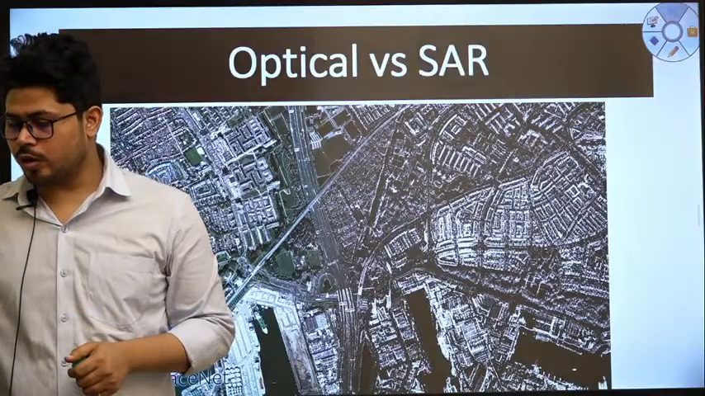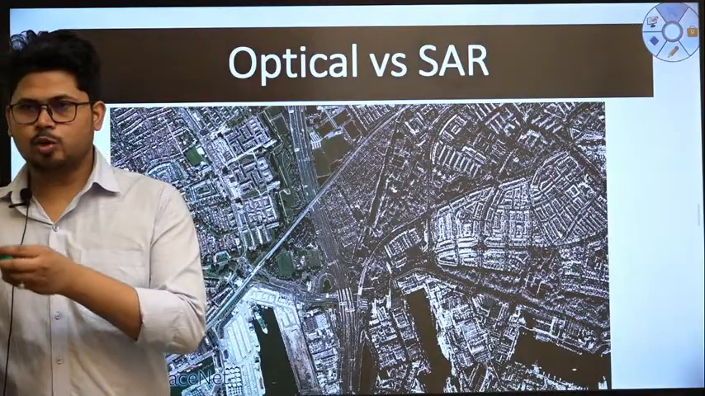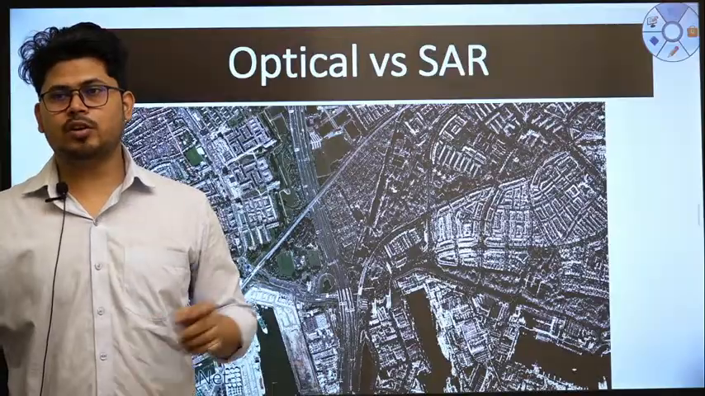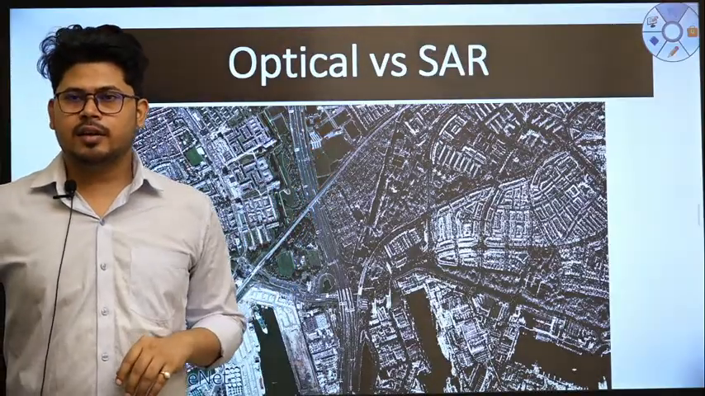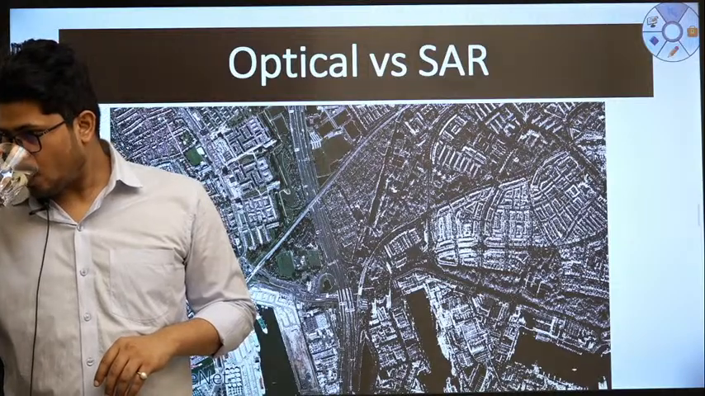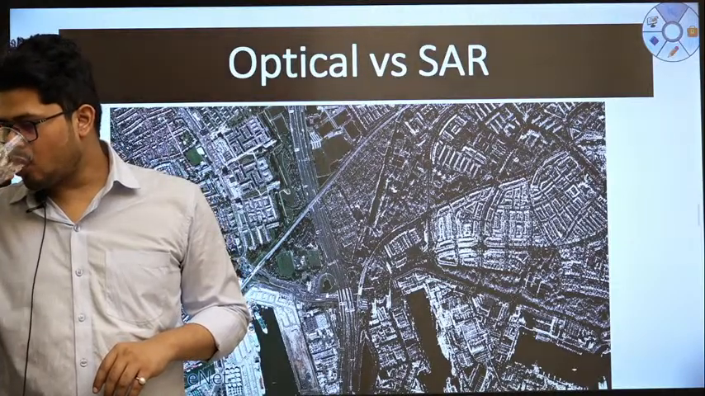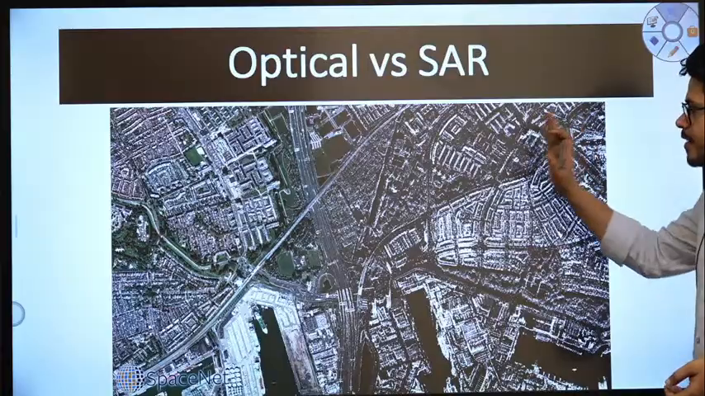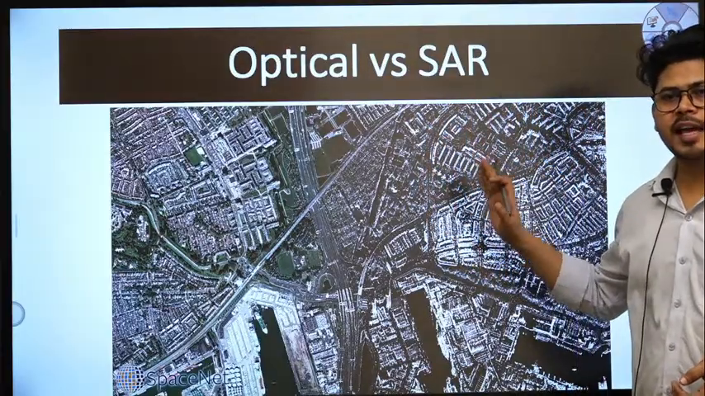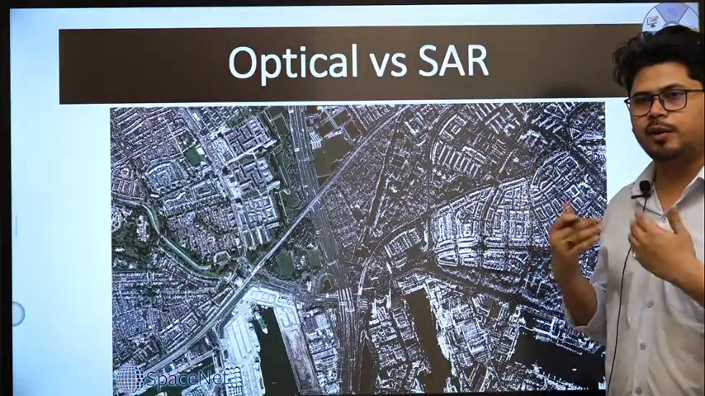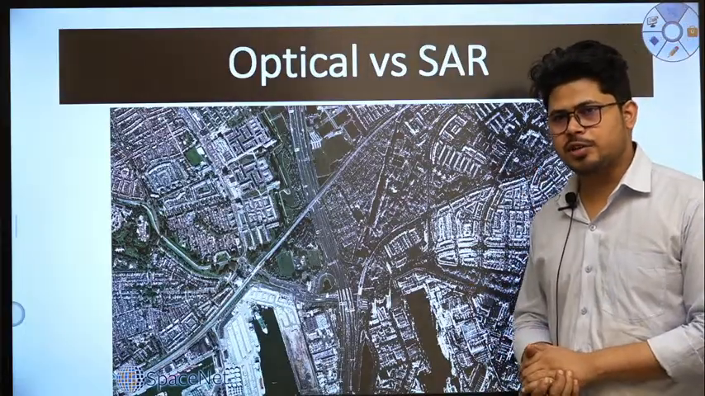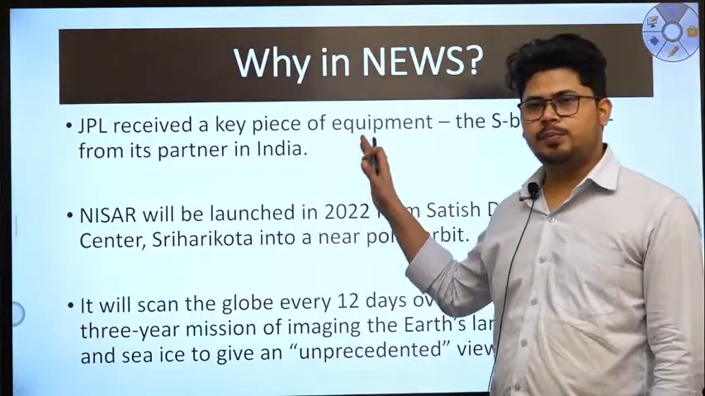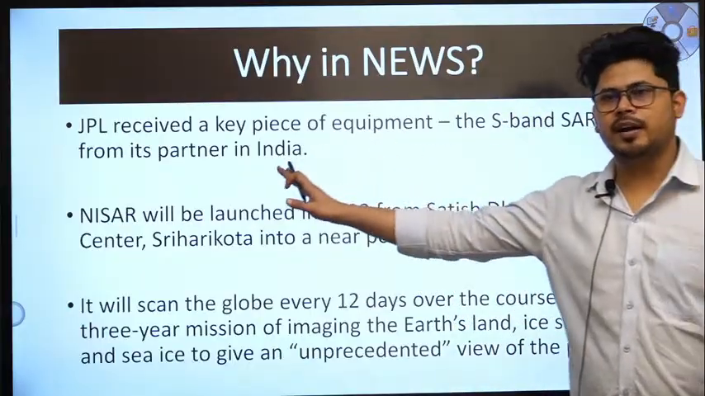we are reading this because इंडिया का जो इसमें काम था, दो टाइप का काम है इंडिया का इस पूरे मिशन में. द फर्स्ट वन इज लॉन्च एंड द सेकंड वन इज डेवलपमेंट ऑफ SAR, सिंथेटिक S बैंड SAR एंटेना. ओके, तो ये जो SAR टेक्नोलॉजी है उसको डेवलप करना, S बैंड SAR टेक्नोलॉजी डेवलप करना इंडिया का काम था. इंडिया डेवलप्ड इट और 19th of March को इंडिया ने शिप भी कर दिया है उसे, एंड नासा रिसीव्ड इट ऑल्सो. Why news? Because JPL received a key piece of equipment, the S band SAR, from its partner in India.